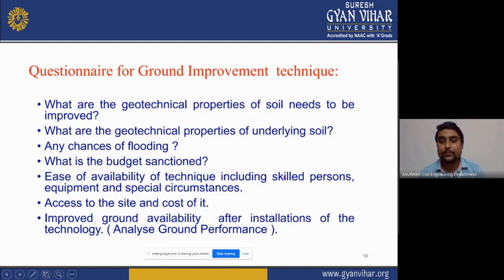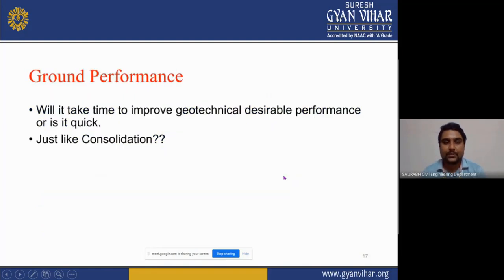What are the geotechnical properties of the soil that need to be improved? What are the geotechnical properties of the underlying soil? Any chances of flooding? What is the budget sanction? What is the availability of the technique, including skilled persons, equipment and special circumstances, access to the site and cost of it, and improved ground availability after installation of the technology? Here is ground performance: will it take time to improve the geotechnical desirable performance, or is it quick, just like consolidation?